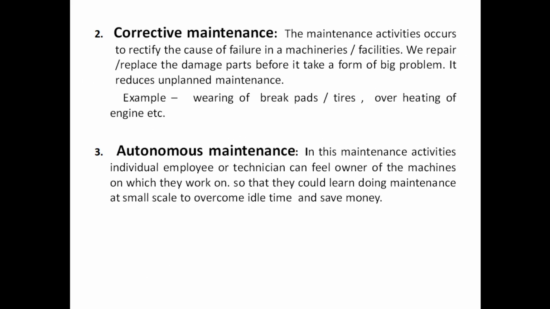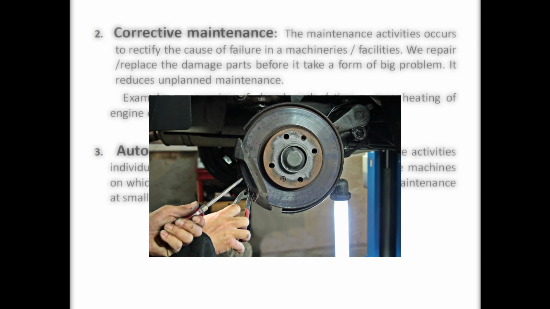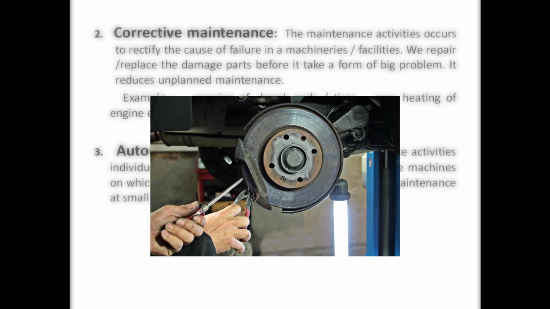Now, the second part is corrective maintenance. As the name suggests, these are the maintenance activities that occur to rectify the cause of failure in machineries or facilities. We repair and replace the damaged part before it takes the form of a big problem. It reduces the unplanned maintenance. For example, wearing of brake pads may affect the rotor. Fixing it before time can be considered as corrective maintenance.